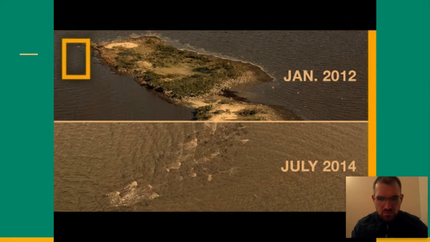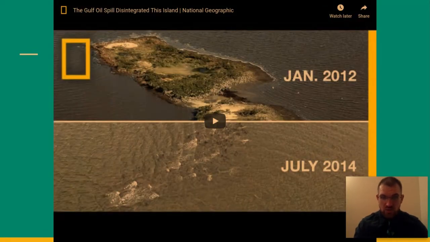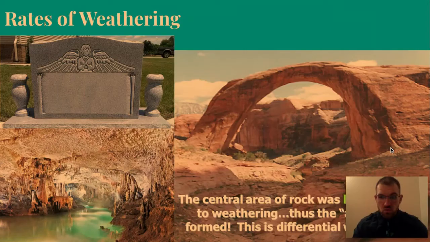color. I'm going to attach this video right here, so I definitely want you to watch this really interesting video of how the Gulf oil spill disintegrated this island in general. So that's another example of chemical weathering. And then we're going to talk about rates of weathering.